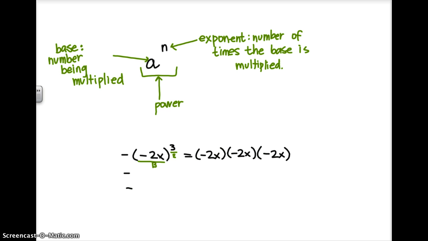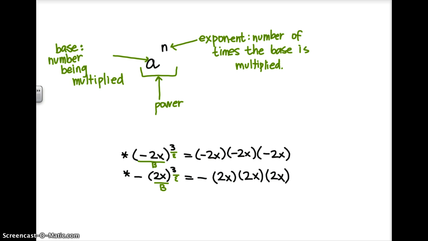Let's look at another one. Negative 2x to the third, with no parentheses around the negative. The base is now just 2x, the exponent is 3. What this equals is a negative, and the negative doesn't come with. It is not part of the base. The base, which is being multiplied 3 times, is 2x. Negative times 2x times 2x times 2x.